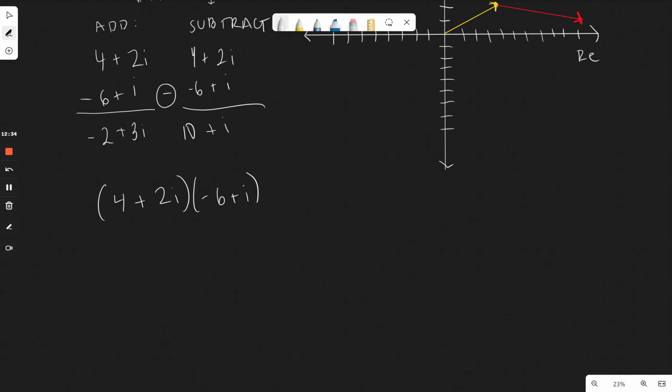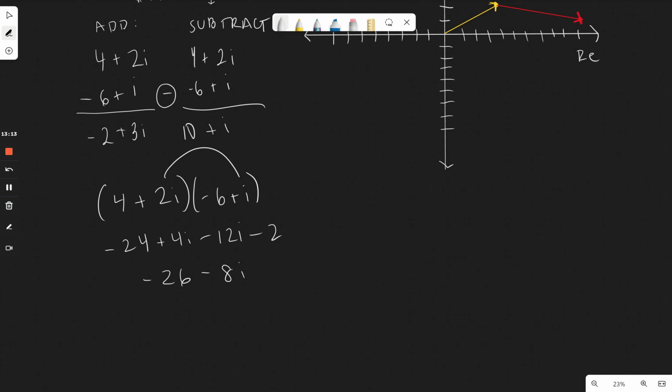So we have 4 times -6 is -24, plus 4 times i, which is 4i. Then we have 2i times -6, so -12i. And then we have 2i times i. So i times i gives us -1, and so this becomes -2. Whenever we do this, we'll have 2 reals and 2 imaginaries, unless stuff cancels out. So we're left with -26, and then this is -8i. And so this would be the product of these two complex numbers.